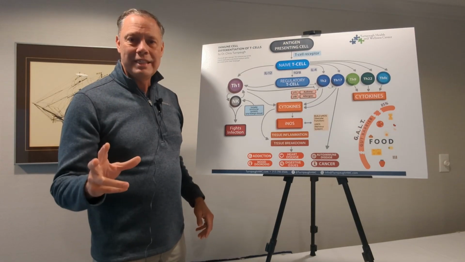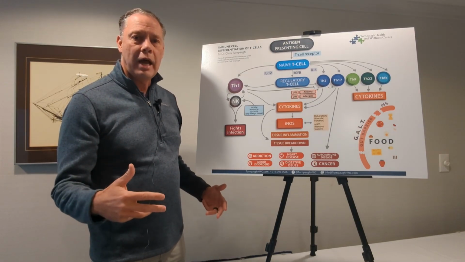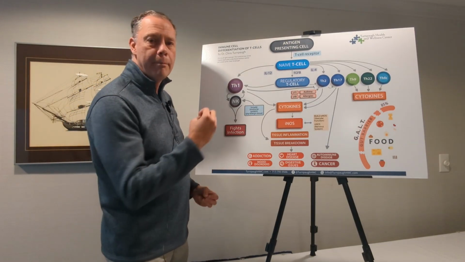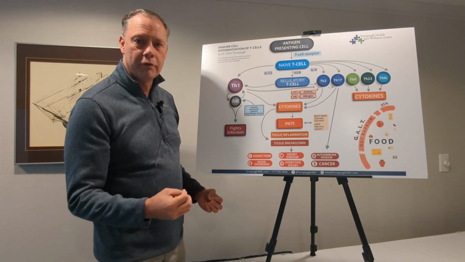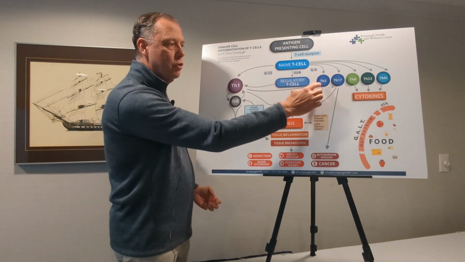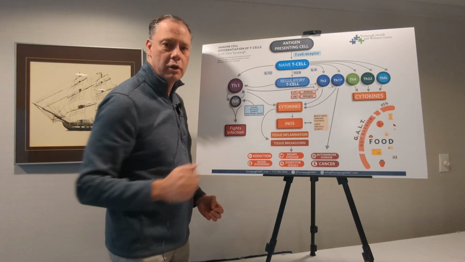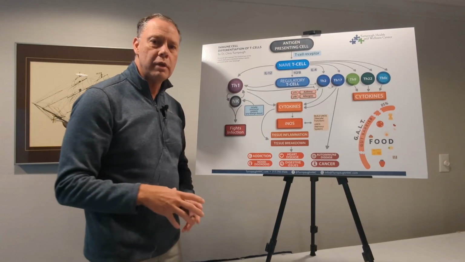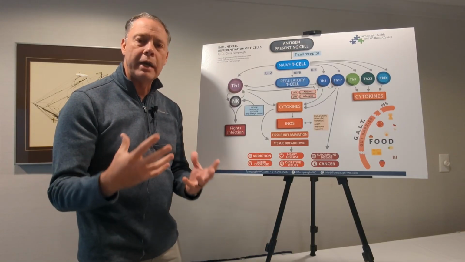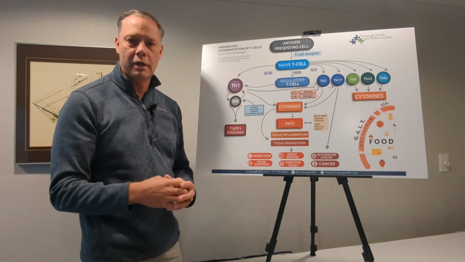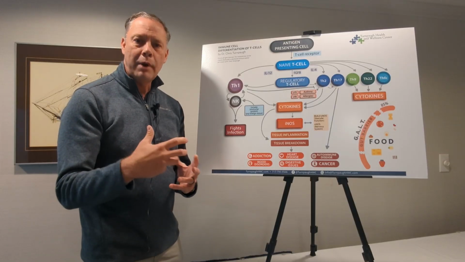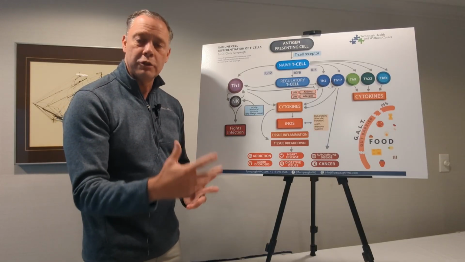Now, the tick-borne disease wants to survive. So what it'll do is it'll create a microenvironment around itself and in the body to drive towards this side of the immune system, which we call Th2. And so the actual bug creates a microenvironment around itself to propagate a Th2 response. Why would it do that?